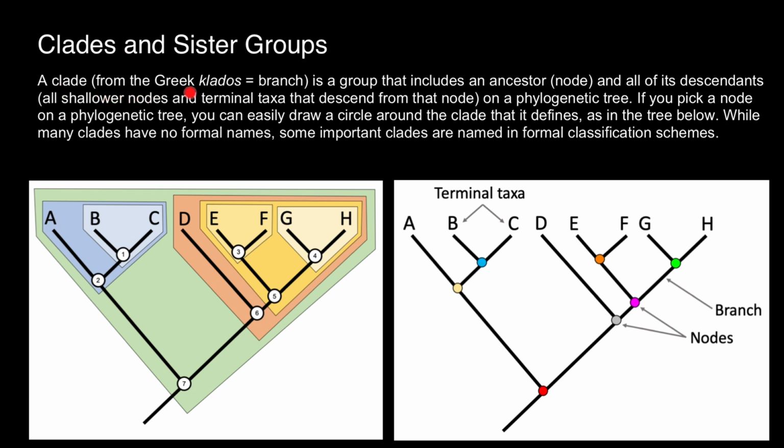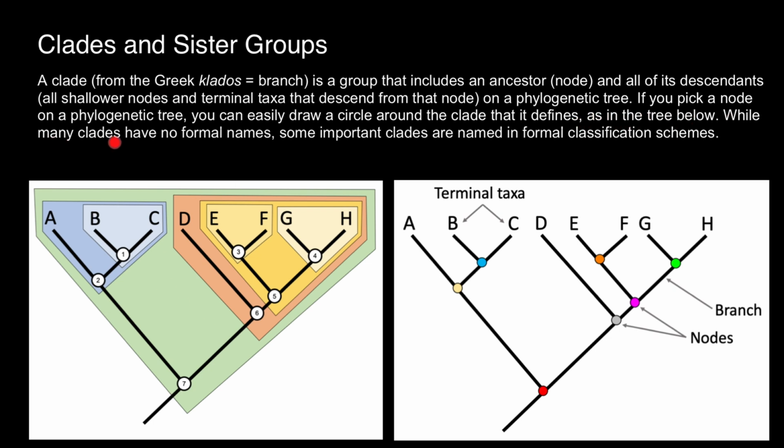So here's a definition of the clade. Clade, from Greek klados, branch, is a group that includes an ancestor, node, and all of its descendants, all relevant nodes and terminal taxa that descend from that node on the phylogenetic tree. If you pick a node on a phylogenetic tree, you can easily draw a circle around the clade that it defines, as in the tree below.